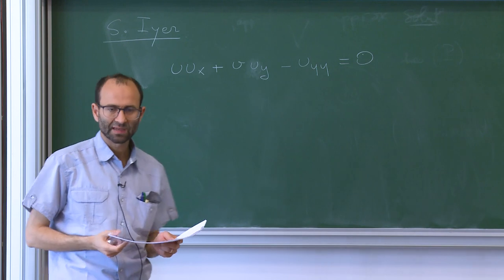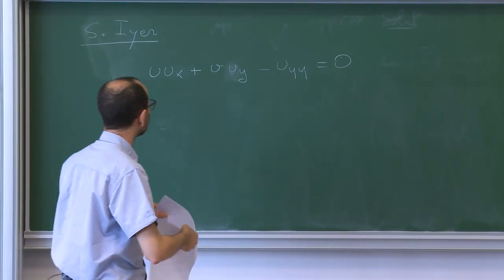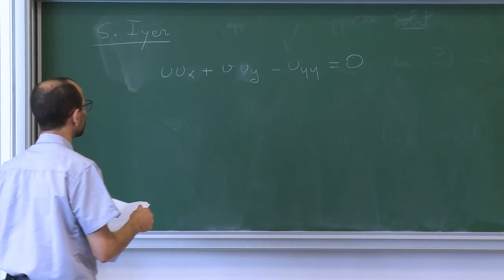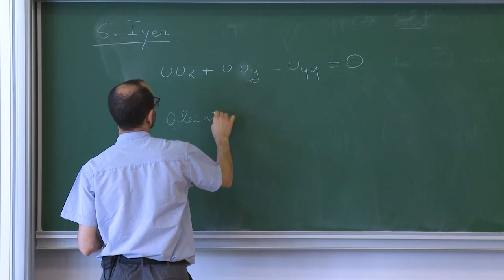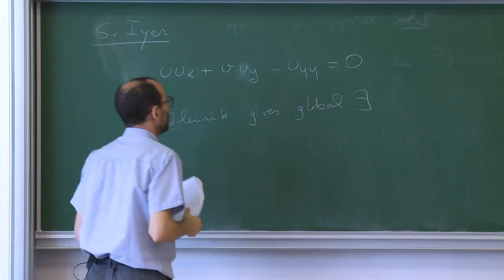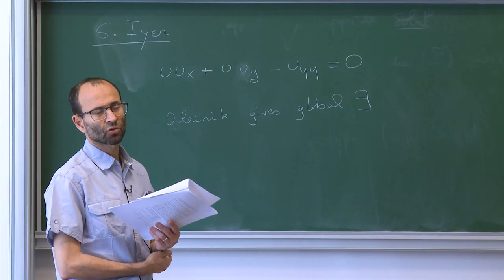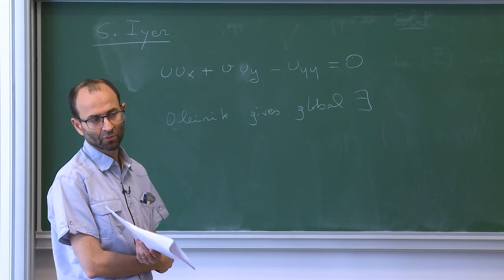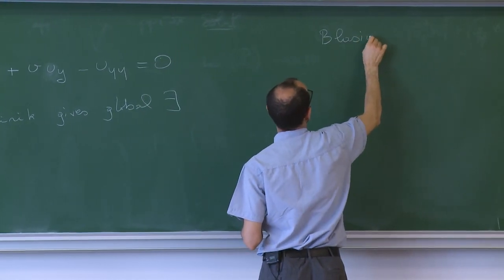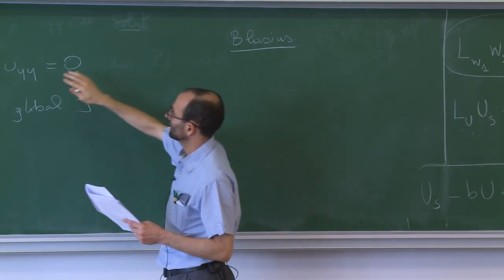Same initial data. Everything is the same. So in this case, the result of Oleinik gives you global existence. Now, Prandtl, who wrote this equation in 1904, had a student named Blasius, and maybe a few years later, in 1908, he looked at self-similar solutions of this.